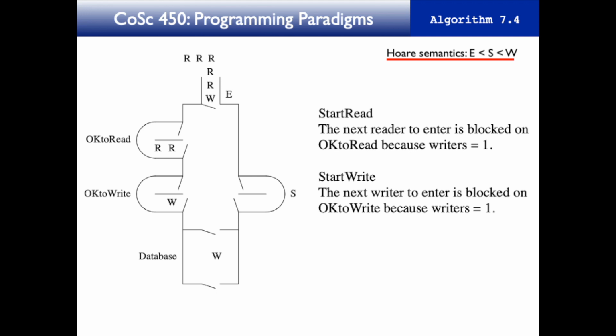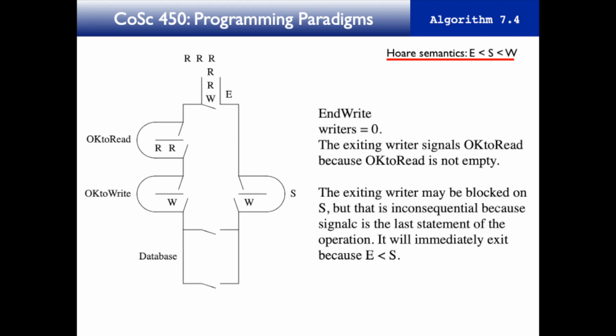So what happens when he exits? He executes end write, which decreases writers, gets writers minus 1, which makes writers equal 0. And then the exiting writer signals OK to read because OK to read is not empty. Now, the exiting writer may be blocked on S, but this is inconsequential because signal C is the last statement of the operation. It will immediately exit because E is less than S.